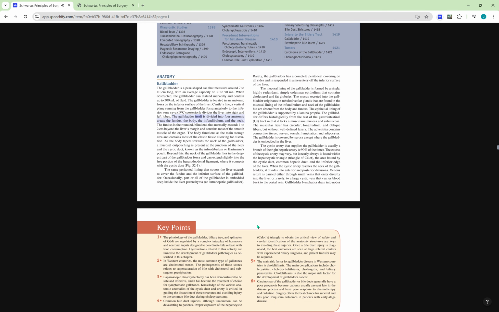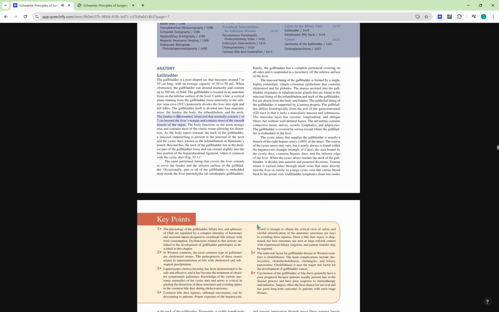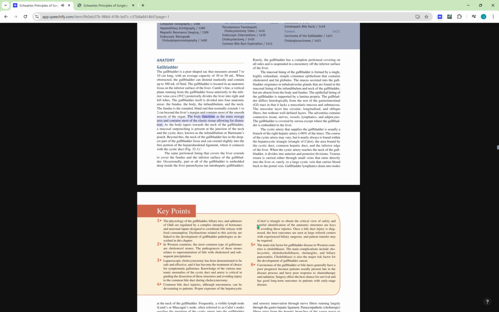The gallbladder itself is divided into 4 anatomic areas: the fundus, the body, the infundibulum, and the neck. The fundus is the rounded, blind end that normally extends 1 to 2 centimeters beyond the liver's margin and contains most of the smooth muscle of the organ. The body functions as the main storage area and contains most of the elastic tissue, allowing for distension.